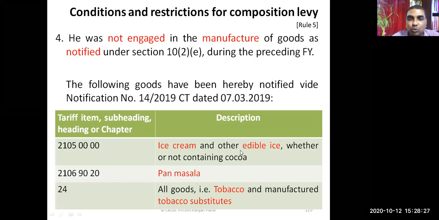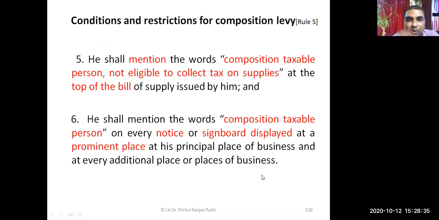Fourth point is that he should not be engaged in manufacturing of these notified goods. We call it ice cream, edible ice, pan masala, and tobacco. And fifth is an interesting point. He shall mention the words "composition taxable person, not eligible to collect tax on supplies." This is an important point.